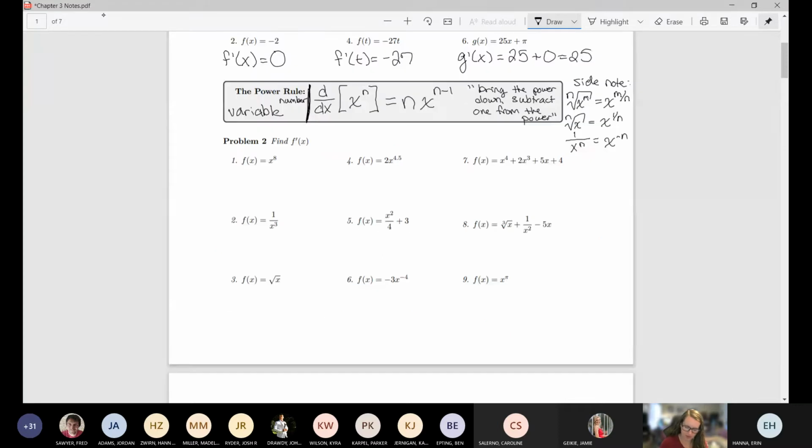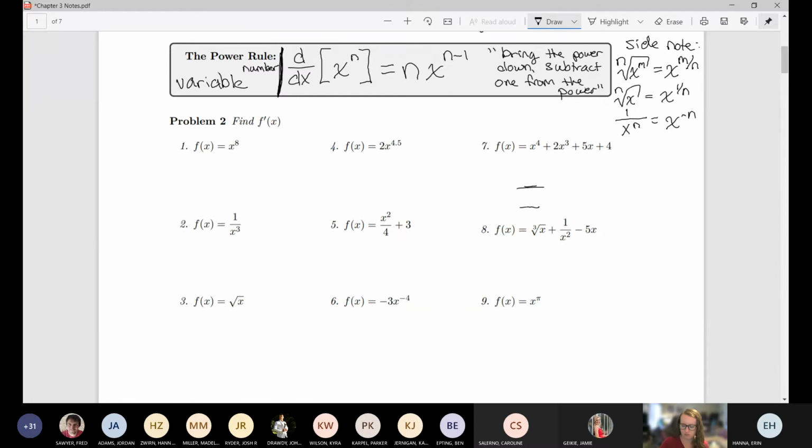So, examples. And, whoa, no, don't do that. Zoom back in. That's enough. So, let me break this up so that I don't run into my other problems here.